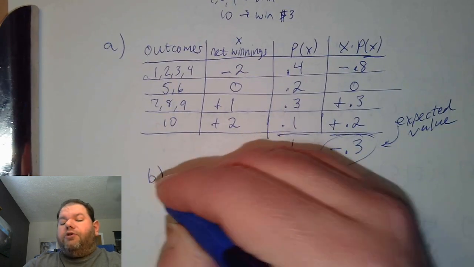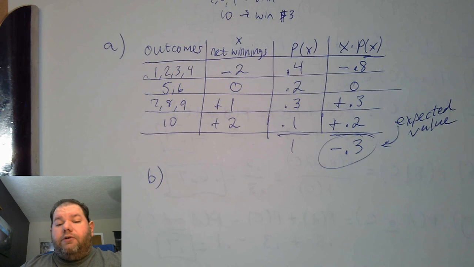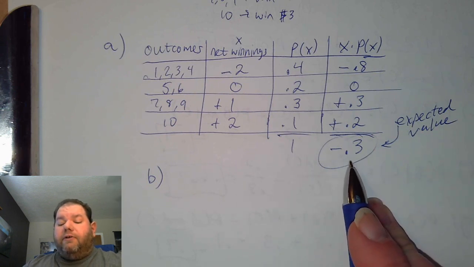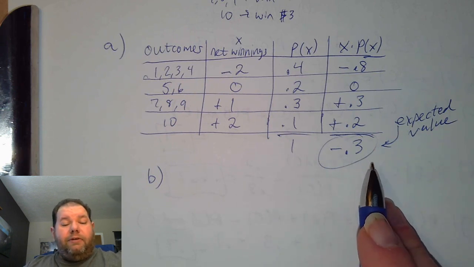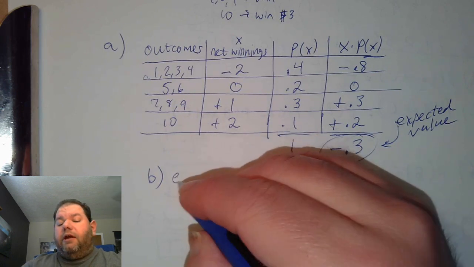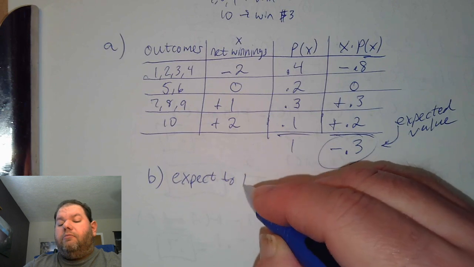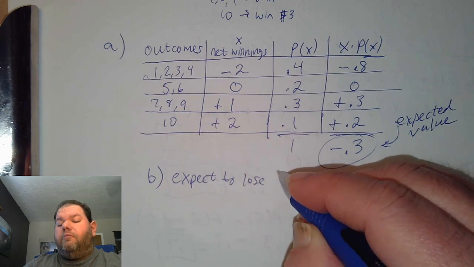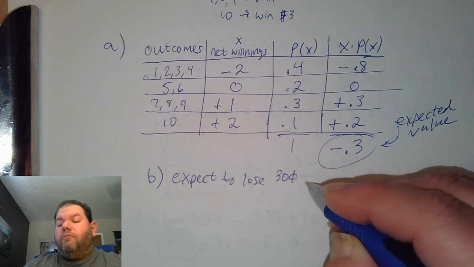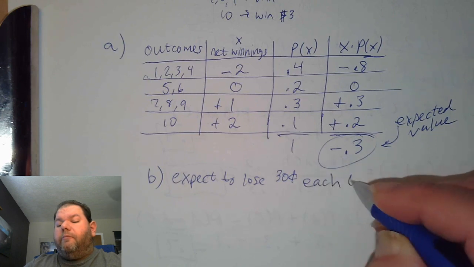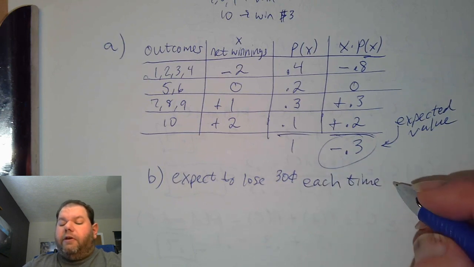So the second question here is, on average, is this a fair game? Or what is the expected value, and is this a fair game? Well, our expected value is -0.3, so we expect to lose 30 cents every time we play the game. And again, that's on average.